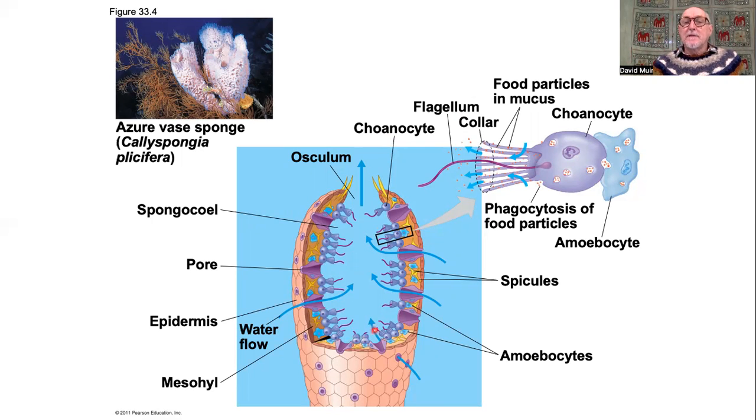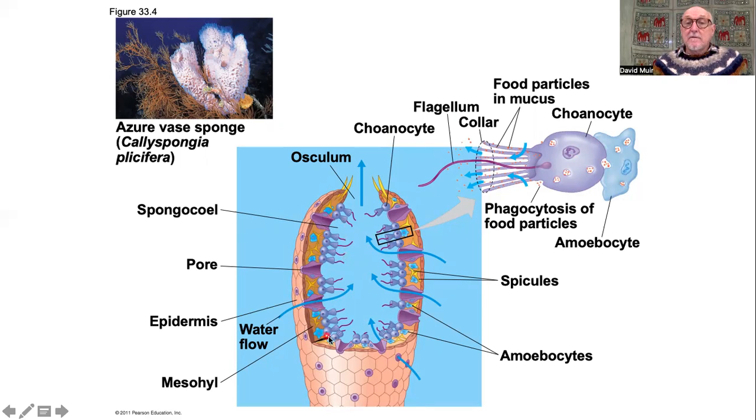But the point is that in pulling water through here, what the sponge is doing is pulling in oxygen, obviously, to oxygenate the tissues, but it's also pulling in material which could potentially be food, which is filtered out by the choanocytes.